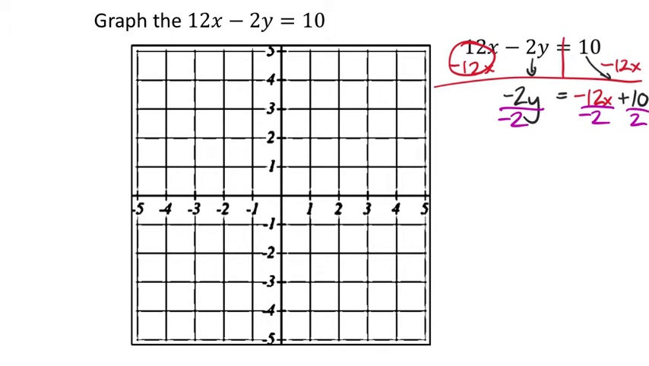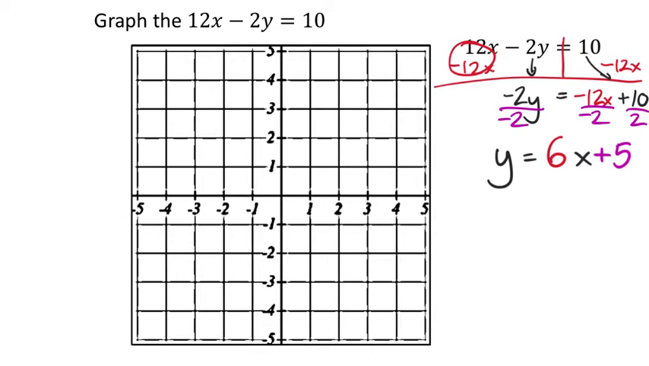Now, this is going to change things just a little bit for us, but it will finalize things into slope-intercept form. So we end up with y equals negative 12 divided by negative 2 is 6. That's positive. And then the y-intercept plus 10 over 2, that's going to be plus 5. Okay?